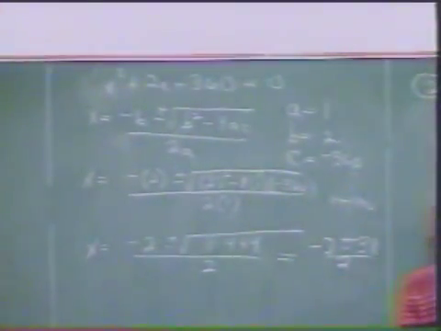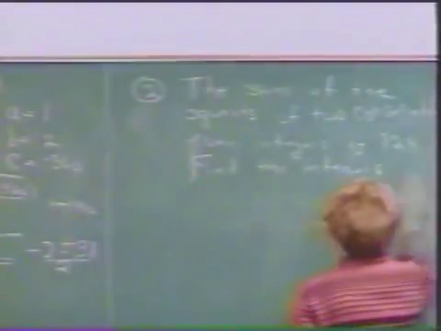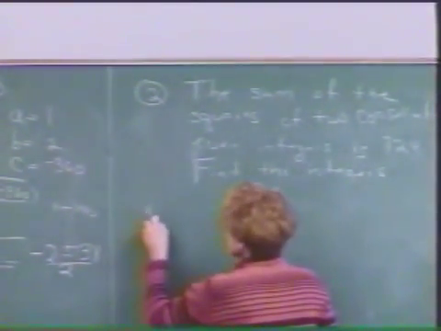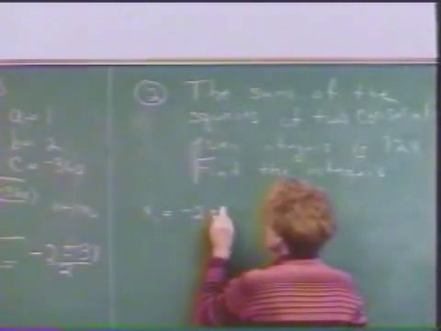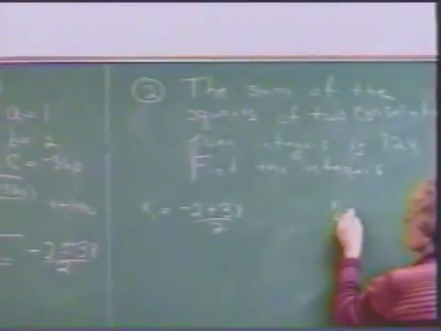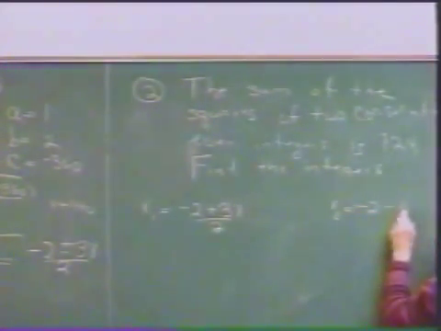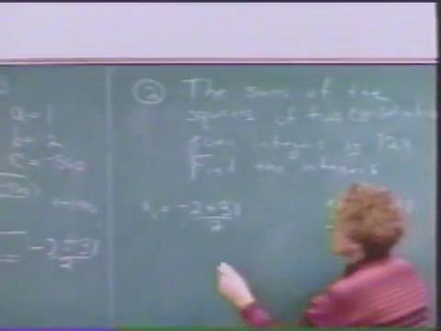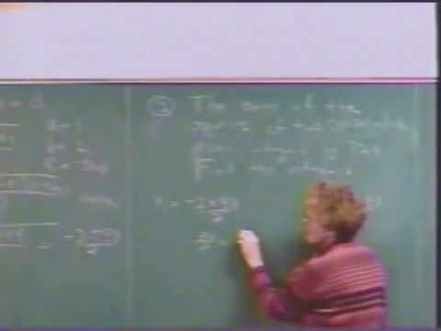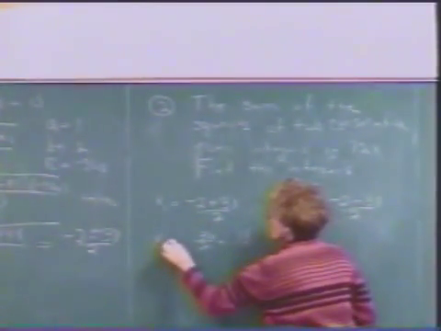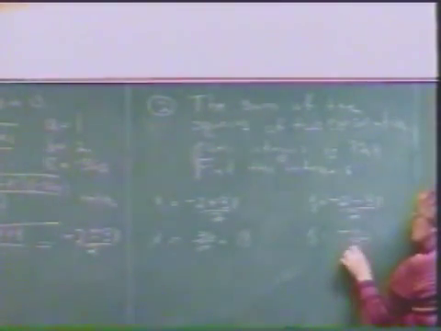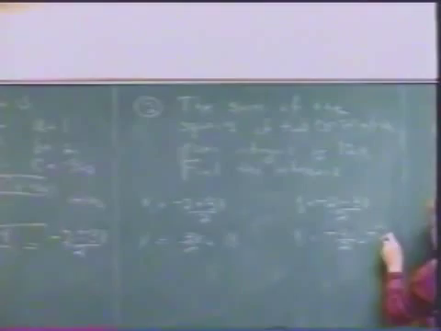Or if we work out the 2 pieces of that, one piece would be negative 2 plus 38 over 2, and the other piece would be negative 2 minus 38 over 2. So we get 36 over 2, which would give us 18, and negative 40 over 2, which would give us negative 20.